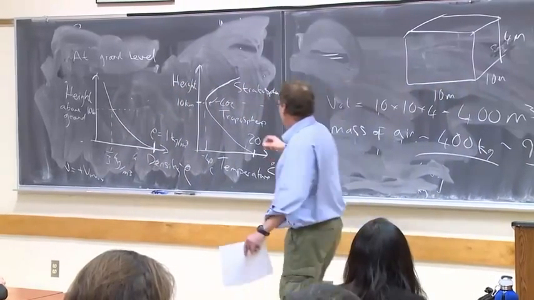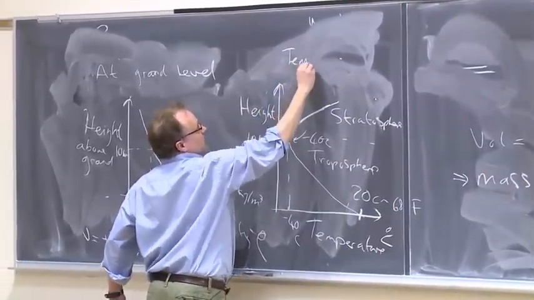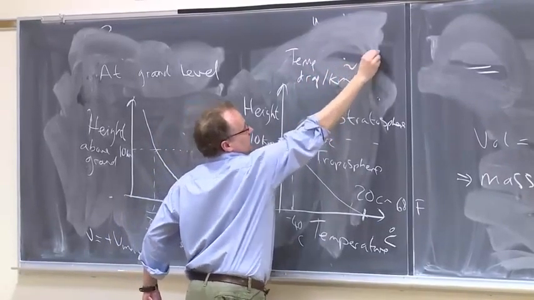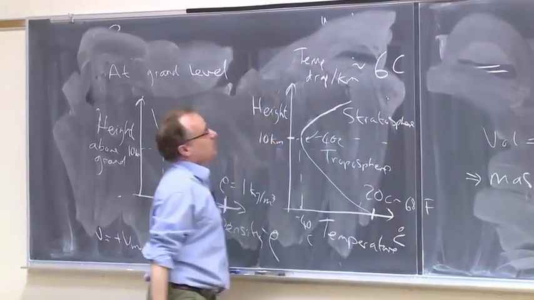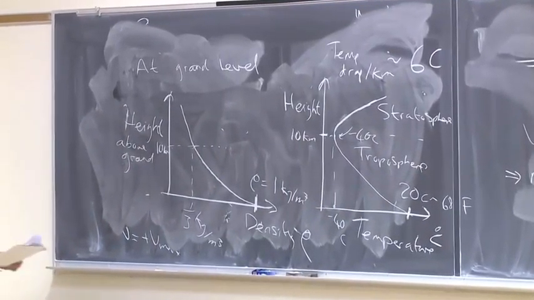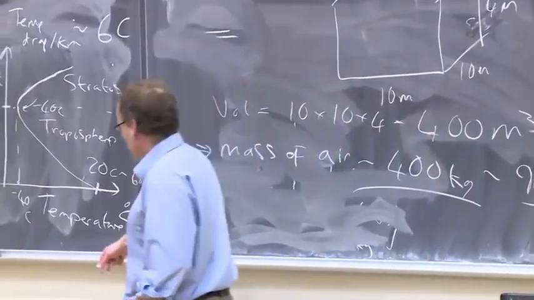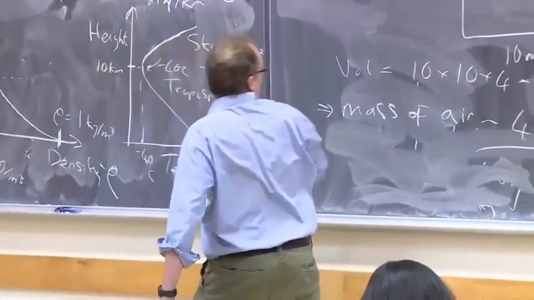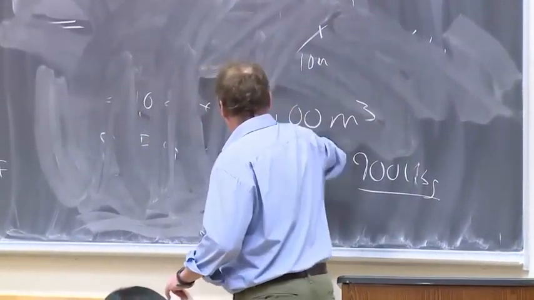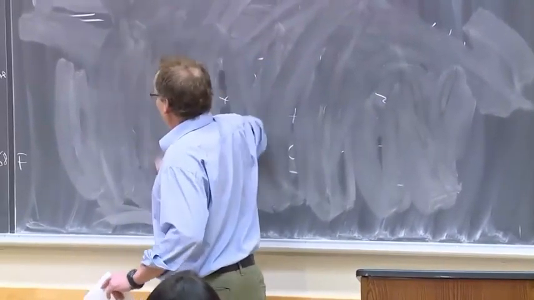And just something to hang on to, the temperature drop per kilometer is about 6 degrees C. You lose about 6 per kilometer as you go upwards. Why did I do all that? Well, mainly because I want to write one thing down. And that is that air has mass.